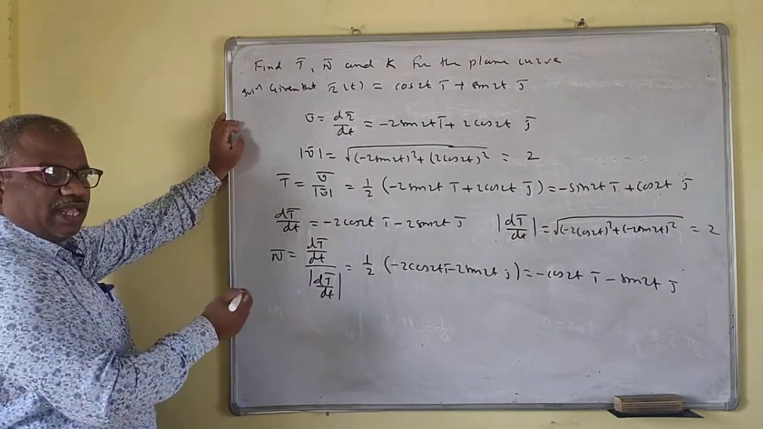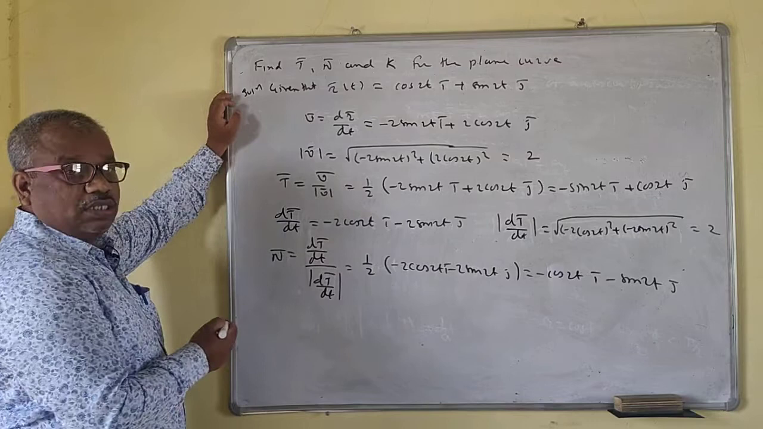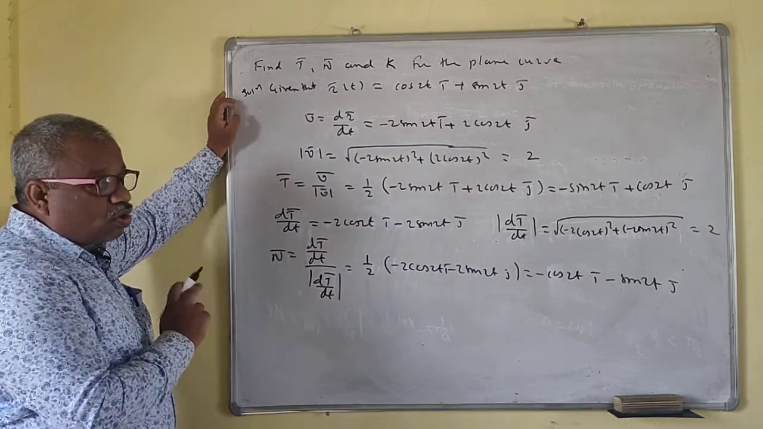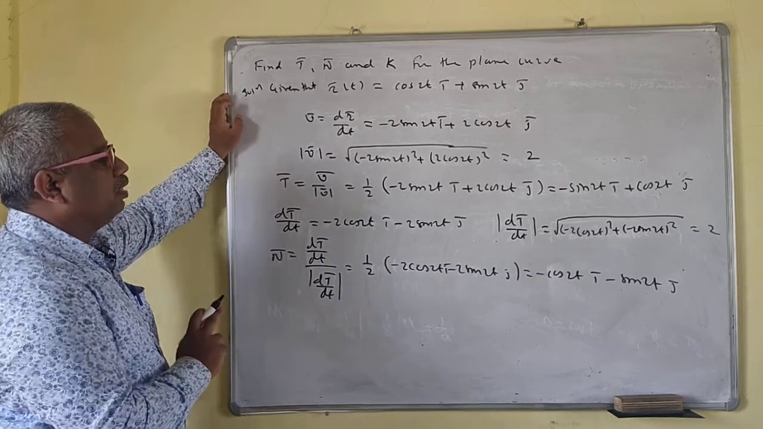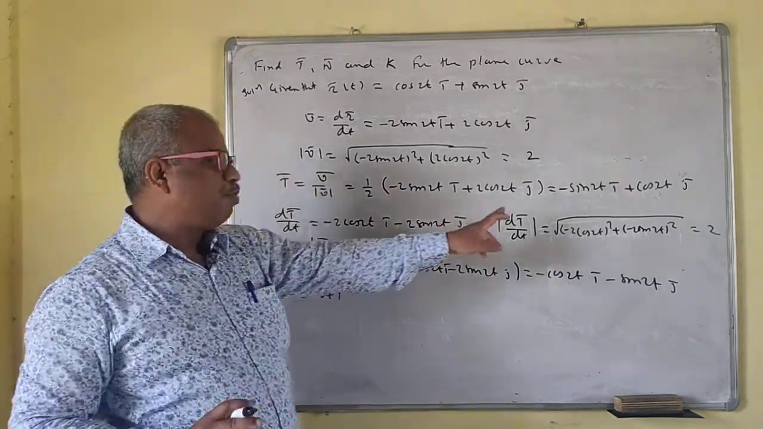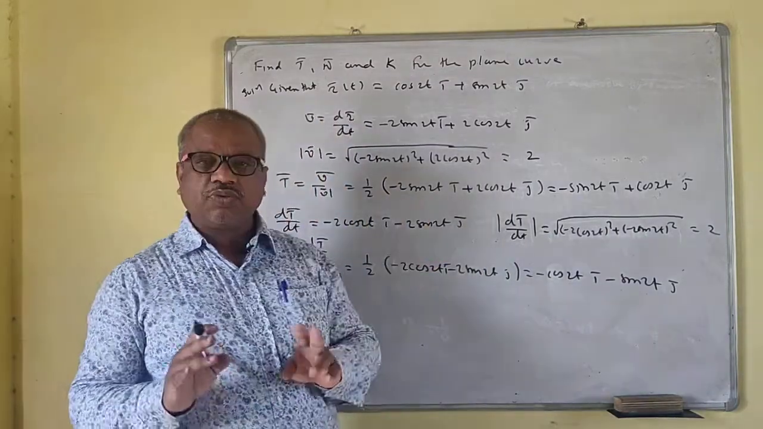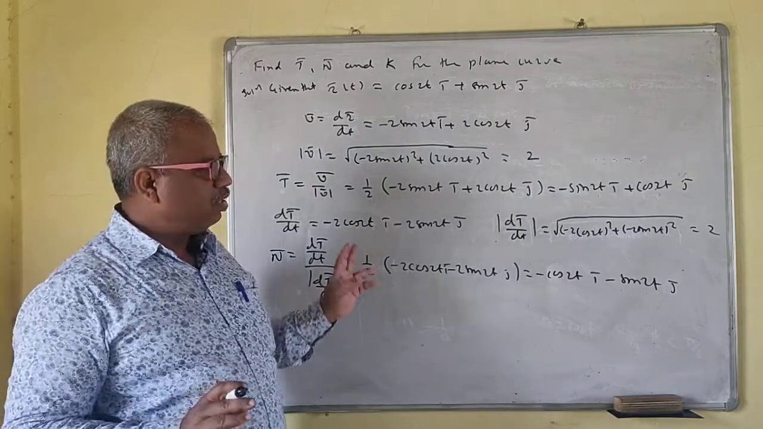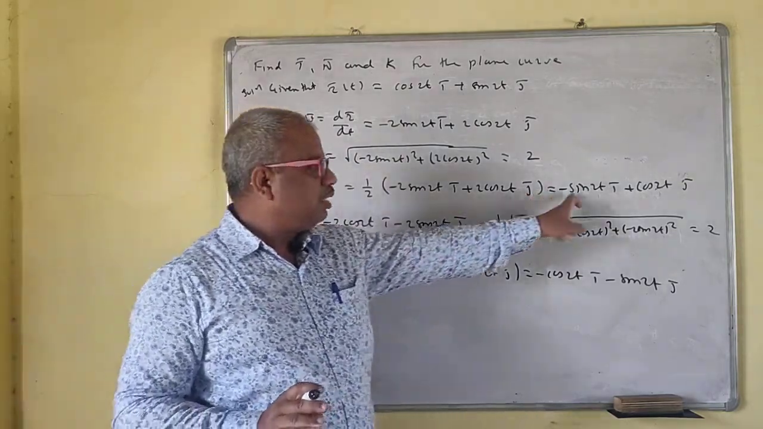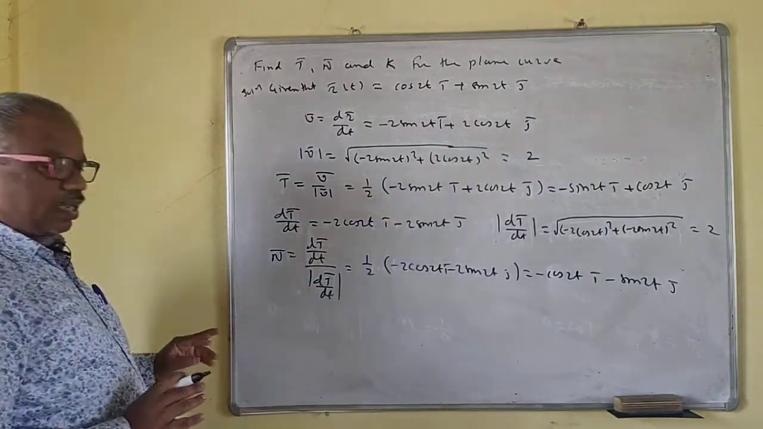N bar means N cap also, you can say. This is a unit vector, that means the magnitude of this vector is 1. If you find the magnitude of this, it should be 1. If you don't get the magnitude as 1, that means you are making a mistake somewhere, so you have to check that. See here, the magnitude is 1, and here also the magnitude is 1.